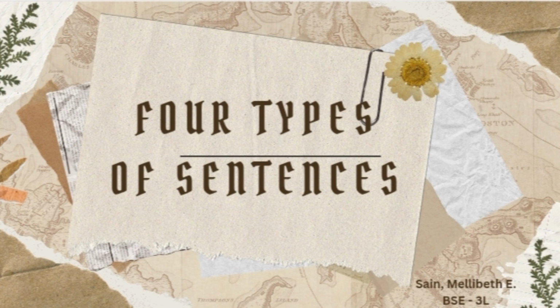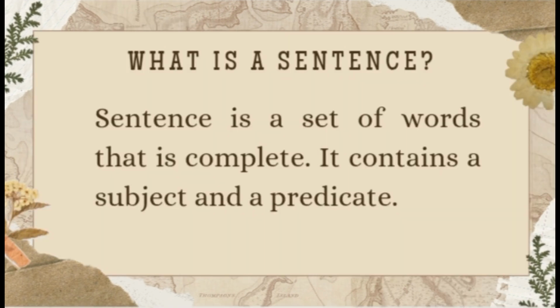Today I am going to discuss the four types of sentences. But before that, let us first define what a sentence is. A sentence is a set of words that is complete. It contains a subject and a predicate. In short, a sentence is a group of words that expresses a complete thought or idea, typically with a subject and verb, and it ends with punctuation.